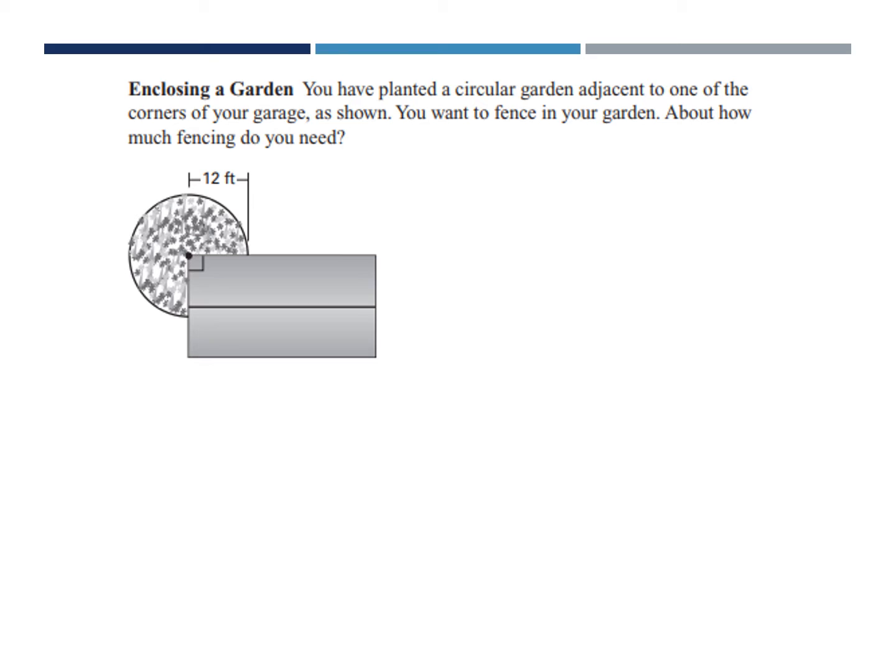So I have planted a circular garden adjacent to one of the corners of my garage. And we want to fence in the garden, and we want to know how much fencing we need. So we're going to need this much fencing. This makes this a right angle, or 90 degrees. So what we're concerned about is not the 90 degrees, but the fence, which is going to be 360 minus 90, which is 270 degrees. So the measure of that arc is 270.